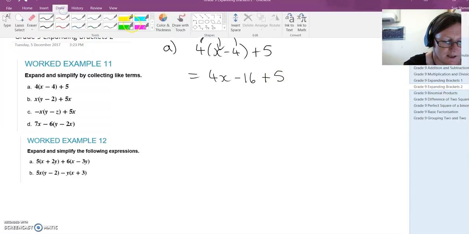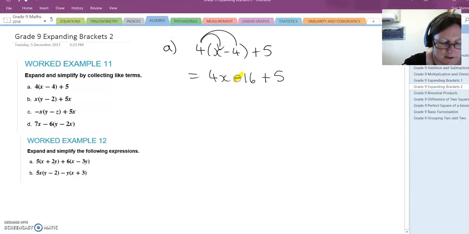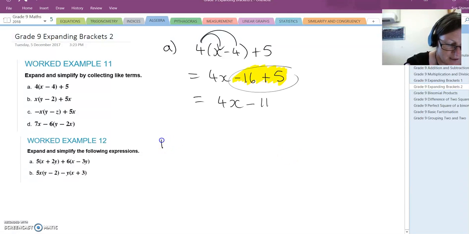Now I look and see, is there any like terms? Well, yes. These two terms have no pronumeral parts, so they are like terms. So I've got 4x subtract 11, which is what I get when I combine those like terms. Example B.